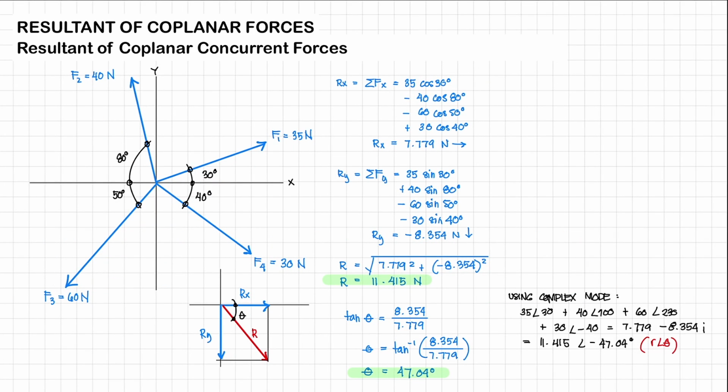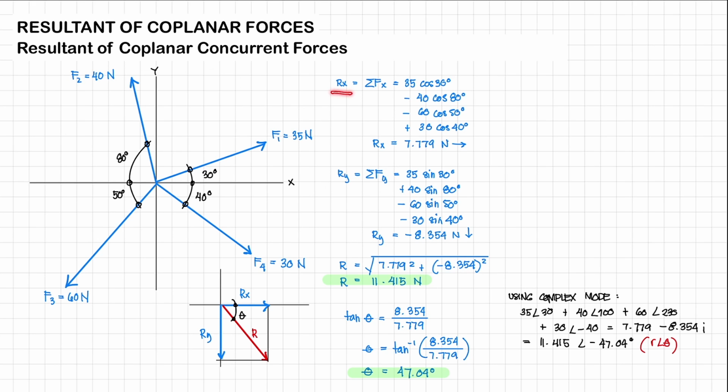Next, we have resultant of multiple coplanar concurrent forces. As you can see here in our figure, we have four forces with different directions and different magnitudes. Now for the analytical solution, we're just going to sum up all the horizontal components so that we could get the horizontal component of the resultant. And we're going to sum up all the vertical components of our forces so that we could get the vertical component of our resultant, Ry.